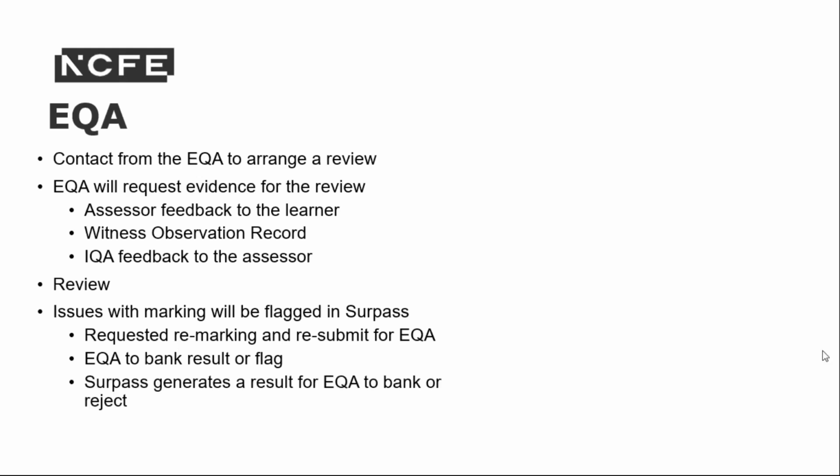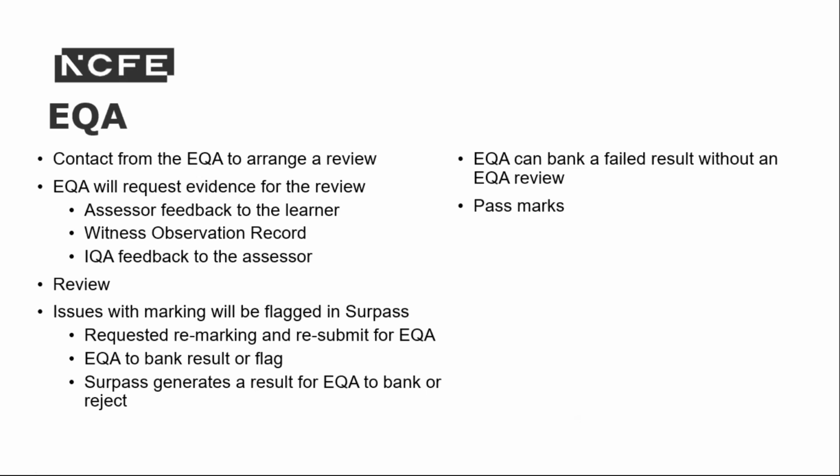There's no need to make claims. Surpass automatically generates a result in the system for the EQA just to bank or reject. If the learner fails, the EQA can bank the failed result without the EQA review, so the centre can book a reset. Some papers don't have a pass mark yet, so some results may be embargoed during the awarding period.